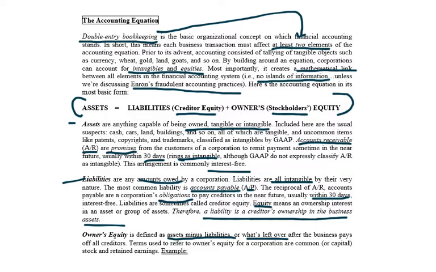Now, terms used to refer to owner's equity for a corporation are common or capital stock and retained earnings. In other words, for now, those terms are going to be the only way that we can identify that we're dealing with a corporation versus a sole proprietorship or a partnership. In the case of those, instead of seeing common or capital stock and retained earnings, you would simply see a capital account. That's all it would be.